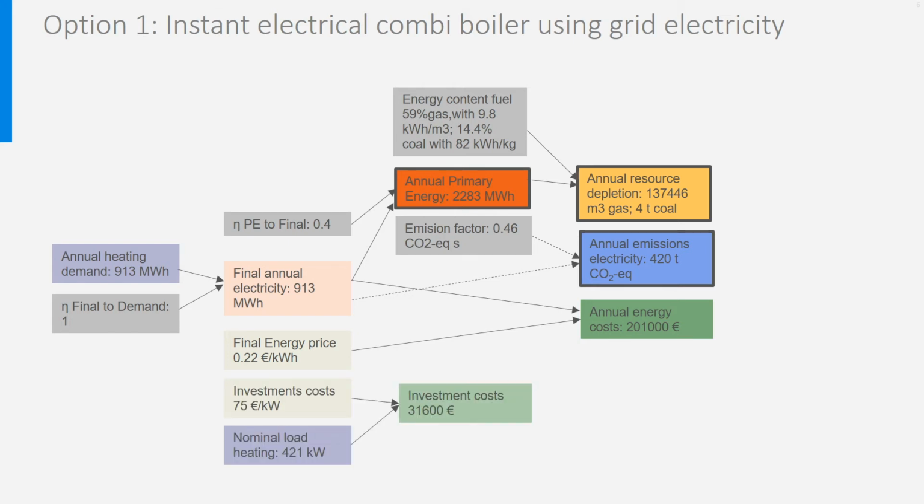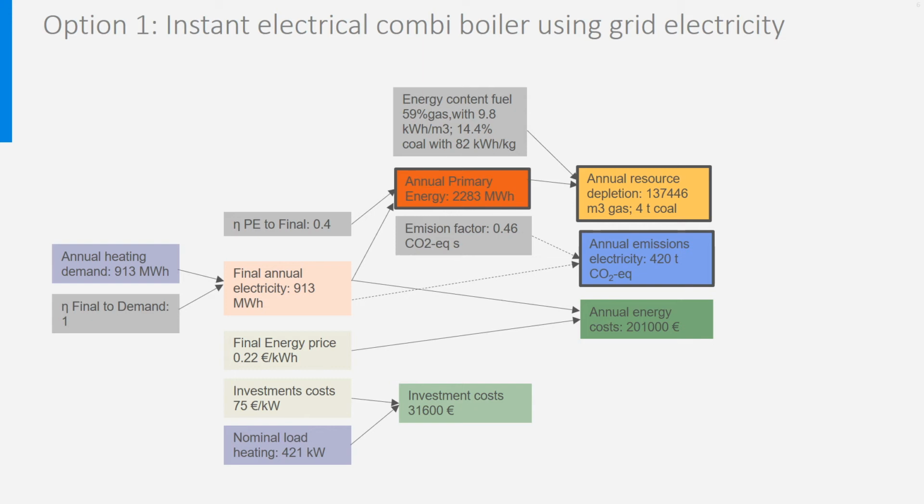And what about the investment costs? We saw that the nominal load for space heating is 421 kilowatt and for hot tap water 17. If you remember the working principle of the combi boiler, you have noticed that space heating switches off when hot tap water is needed. As the nominal load for space heating is much higher than for hot tap water, the 421 kilowatt will be enough for both.